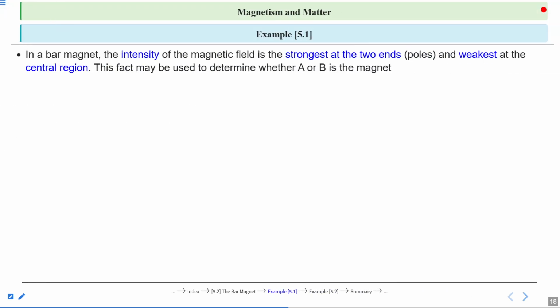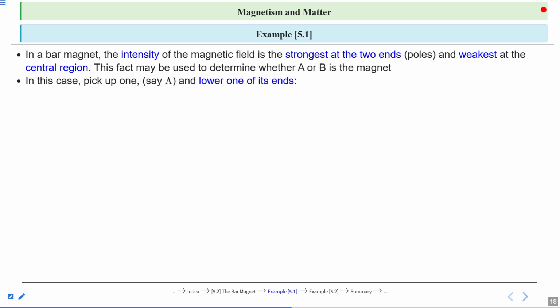So in a bar magnet, the intensity of the magnetic field is the strongest at the two ends and weakest at the central region. That we also know. This fact may be used to determine whether A or B is the magnet. In this case, pick one, say A. We are picking up one magnet.